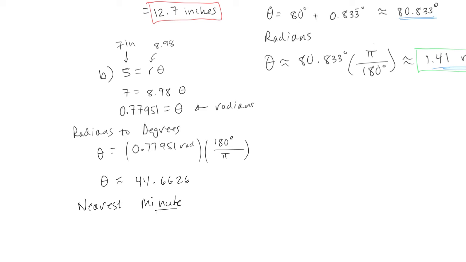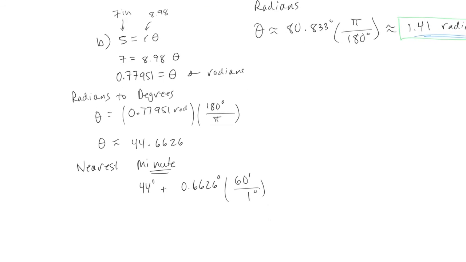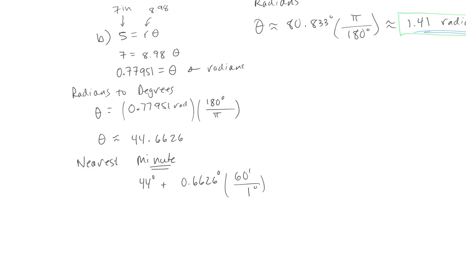Okay, so my 44 is good. That's going to be my degrees. Now, my 0.6626, that's in degrees, and I want to convert that to minutes. Okay, so I want to get rid of degrees. And we've got 60 minutes is the same thing as 1 degree. So I'm multiplying that decimal part by a well-chosen 1, my unit fraction there. What I want to get rid of is what I put on the bottom, so I can cancel my degrees.